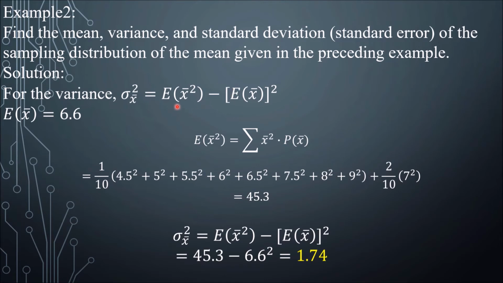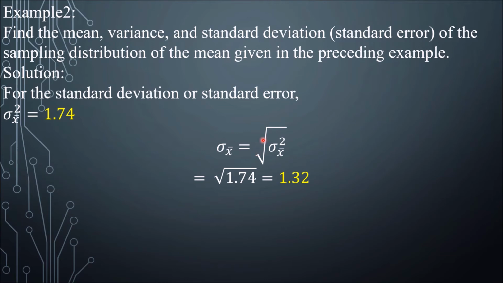Using the formula, 45.3, that will be this one, minus the mean squared. So 6.6 is squared. Computing for that, we have 1.774. So that will be our variance, 1.74. For the standard deviation or standard error, we will be getting the square root of the variance. So the variance is 1.74. Getting the square root of that, the square root of 1.74 is 1.32. So this will be our standard deviation or standard error.